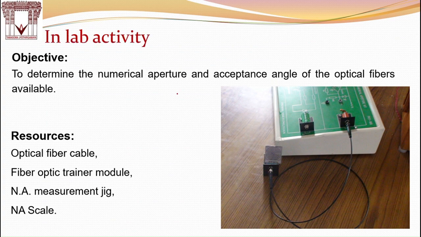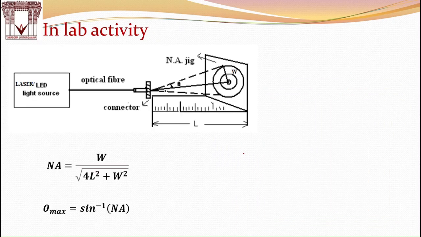In the lab activity, the main objective is to determine the numerical aperture and acceptance angle of an optical fiber. For this, we are provided with the optical fiber cable, and this is a trainer module consisting of a light source. Here we are using an LED light source, and the numerical aperture measurement jig is this, and this is a numerical aperture scale consisting of concentric circles. Using these apparatus, we are going to perform the experiment.